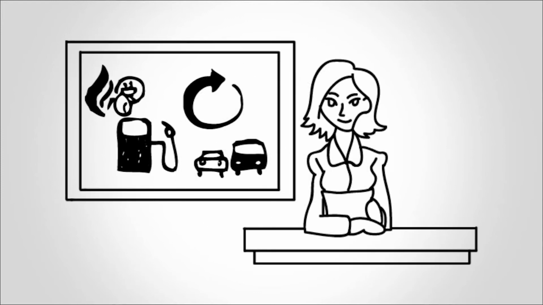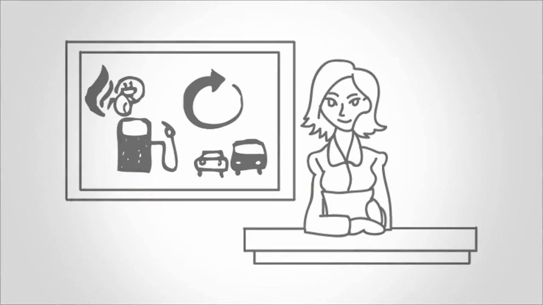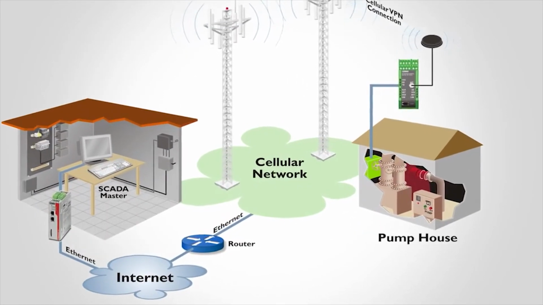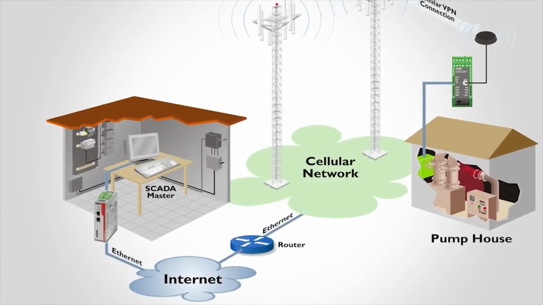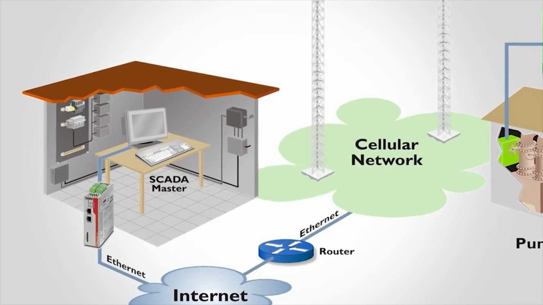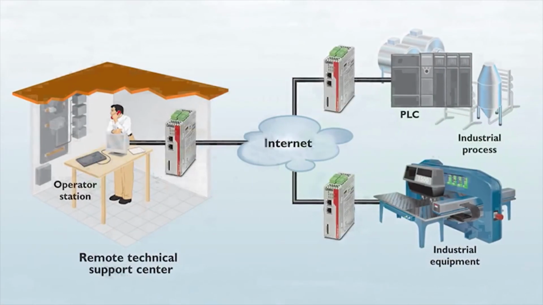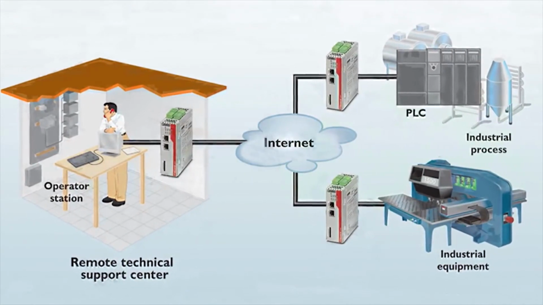Here is a list of a few industries that would benefit from remote connectivity. Water and wastewater treatment plants monitor and control remote pumping stations and processing facilities. Automation plants troubleshoot and support their industrial equipment.